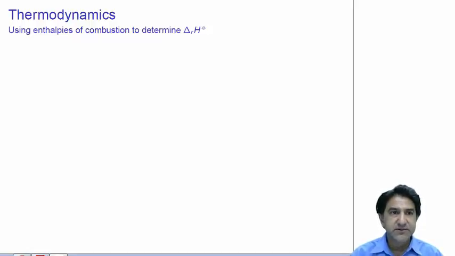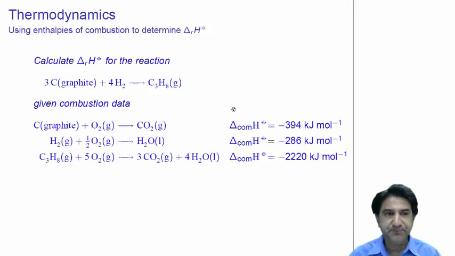This short little video is going to show you how to calculate delta H for a reaction if you have other reactions that can be used to add up to it. So the title is Using Enthalpies of Combustion to Determine Delta H from a given set of reactions. So let's have a look at how that works.